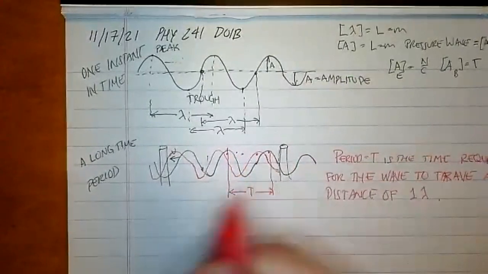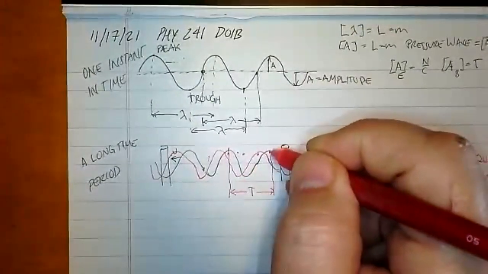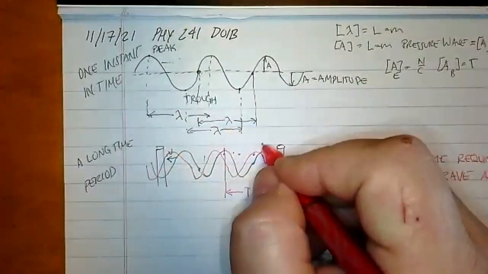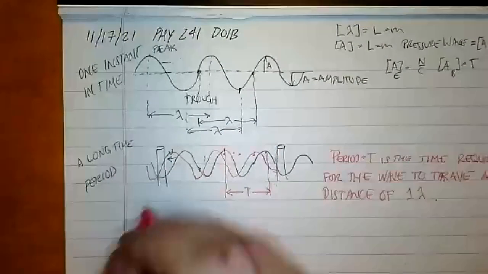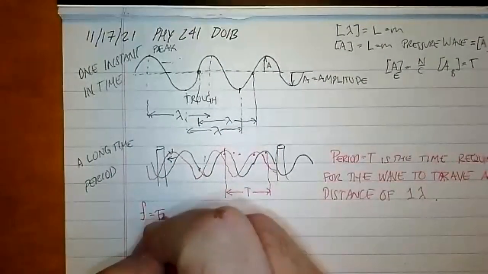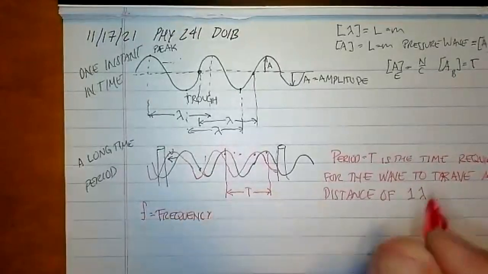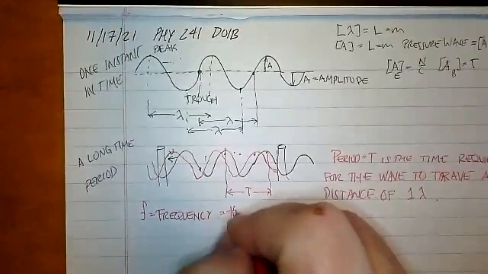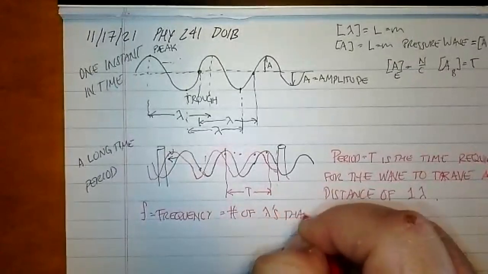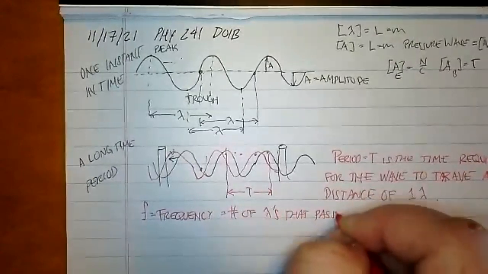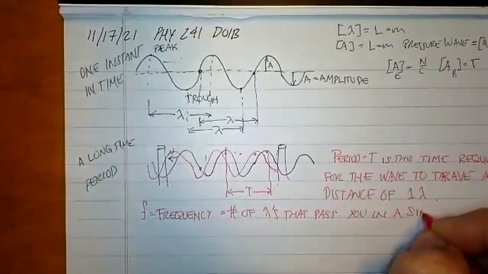And there's another characteristic, and that's called the number of cycles per second. So instead of watching this particular hump go by, what if you stood right here and asked, how many humps go by me every second? F is called the frequency, which you know some of this already because we studied circular motion. F is called the frequency, and it's the number of wavelengths that pass you in a single second.